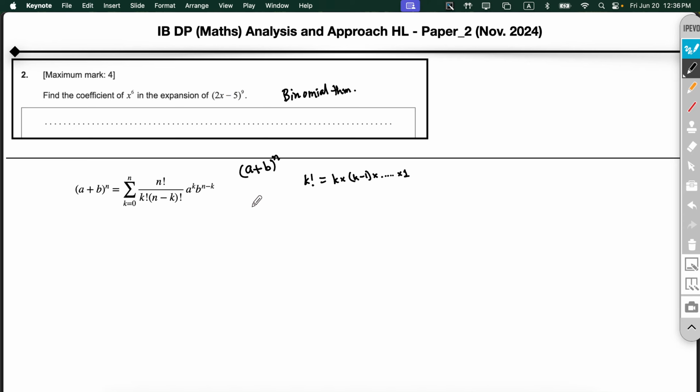So in this case, we have (2x minus 5) to the power 9. If we look at the term with 2x to the power 6 and negative 5 to the power 3, that corresponds to k equals 6. So that term for k equals 6 would be 9 factorial, which is n factorial, divided by 6 factorial, which is k factorial, times 3 factorial, which is n minus k factorial, times 2 to the 6 times negative 5 cubed.